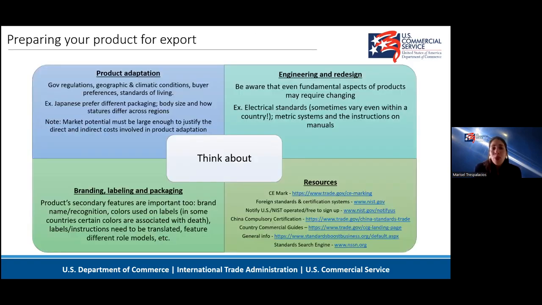For example, product adaptation. The example here is Japanese may prefer different packaging. There was a manufacturer of gym equipment that had to modify for body sizes and things in the US versus Japan, because there are differences. Your branding, your labeling, your packaging. In some markets, the color white is associated with death, for example. So these are things that you have to have in mind, all right? So try to do that research prior, so you don't run into surprises.